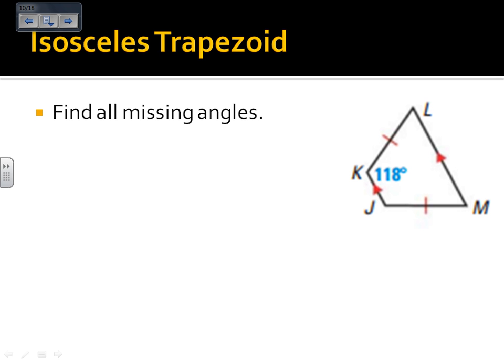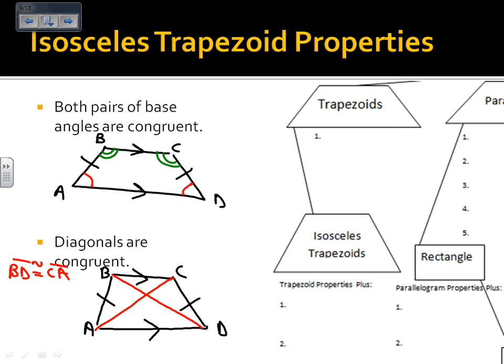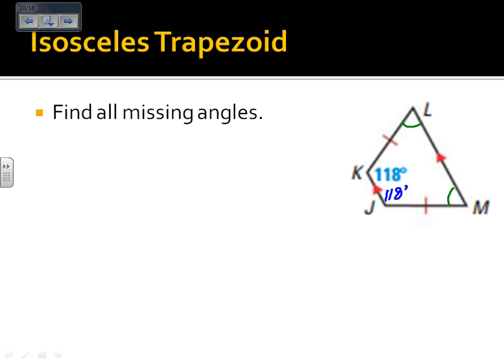Well, what's my base angle with K? Which one's going to be congruent to K? J. So J has to be how much then? 118. And what do we know about M and L? What does the symbol mean? They're congruent. Do you see how the base angles are here and here? Just like we did the picture from the last slide. Notice the base angles BC and AD. Same process, except now it's just rotated. KJ and LM. Is everybody okay with that?